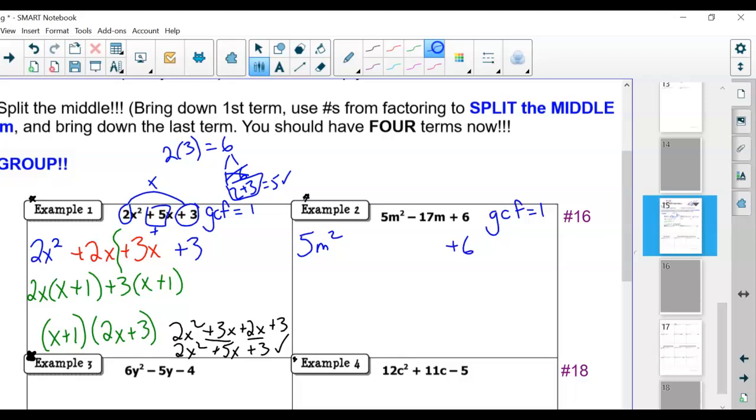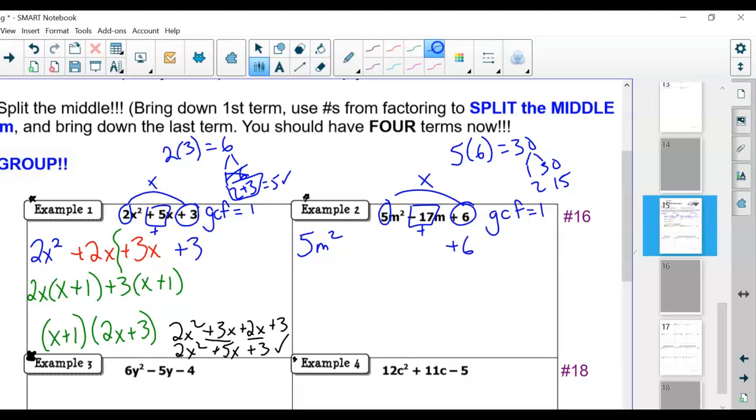Oh, I skipped a step, sorry. I need to multiply 5 and 6, which gives me 30. I'm looking for two factors that multiply to be 30, but add or subtract to be negative 17. So you may want to list out your factors. I have 1 and 30, 2 and 15, and I'm going to stop there. If I were to add 2 and 15, I would get positive 17.